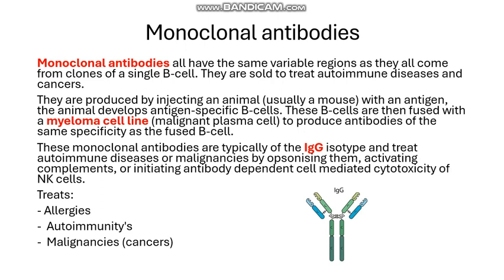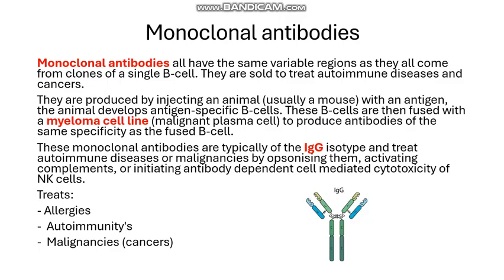Okay, so quickly just finishing up where we left off on the last one, when we got cut off before we could finish talking about monoclonal antibodies. Basically, they all have the same variable regions of their antigen binding site, because they all come from a clone of a single B cell. They're usually used to treat autoimmune diseases and cancers.